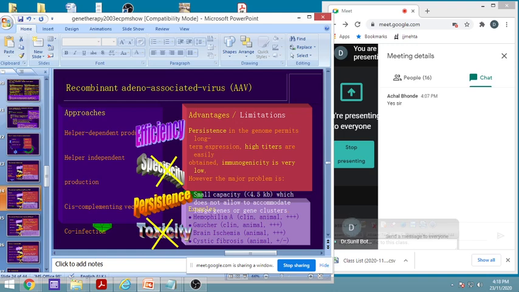The next one is adeno-associated viruses. Advantages: they persist in the genome, which permits long-term expression, so it will remain there. High titers are easily obtained. Immunogenicity is very low, so that is a good sign. The only problem is the small capacity. It can only go up to less than 4.5 thousand base pairs, which does not allow accommodating important genes or gene clusters. Many are bigger and therefore not possible. They can be useful only for very small insertions of DNA.